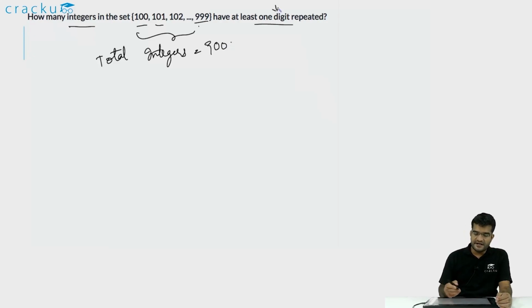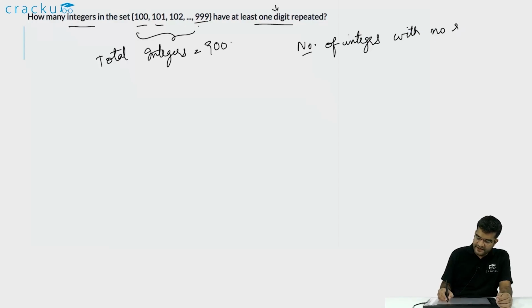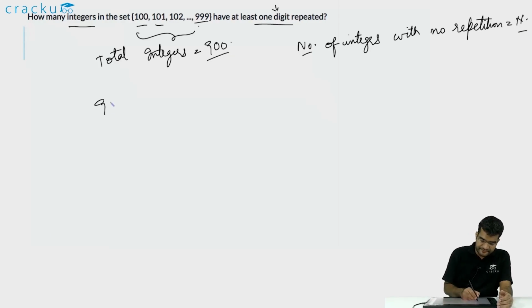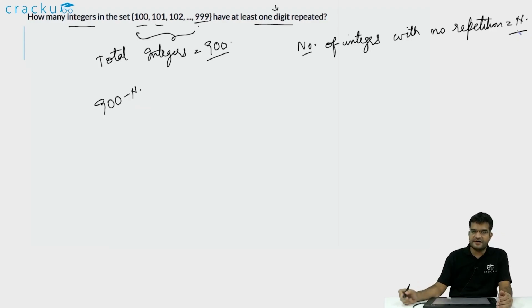Let us first calculate the number of integers in the given set which have no repetition. So if we find out the number of integers with no repetition, and let us assume that this is equal to n, then the number of integers which have at least one repetition will be equal to 900 minus n, which will be the answer. So let us try to calculate the value of n.